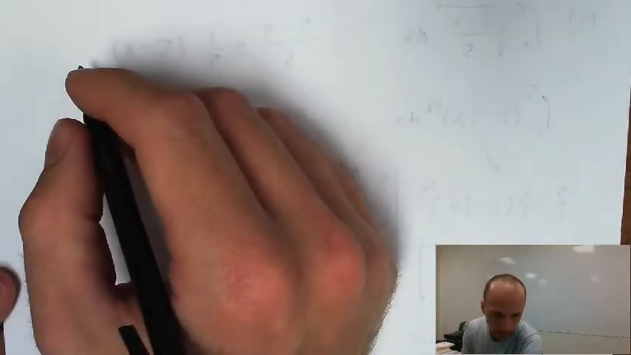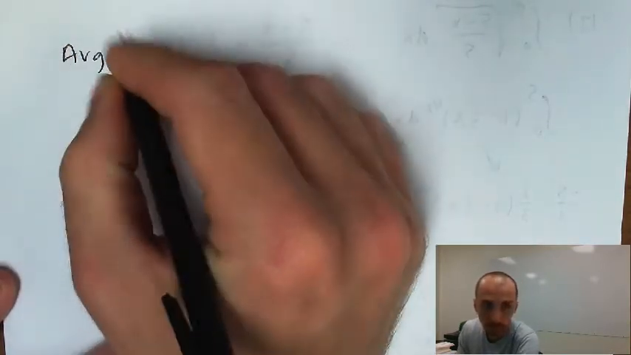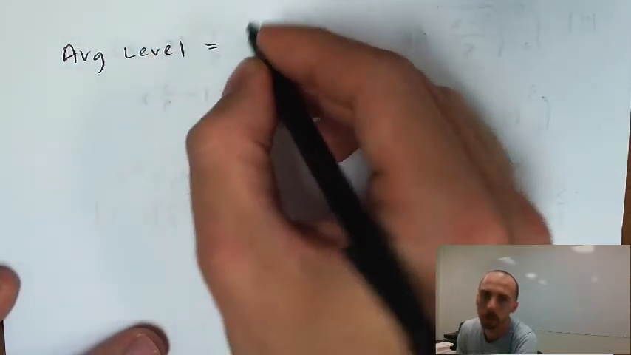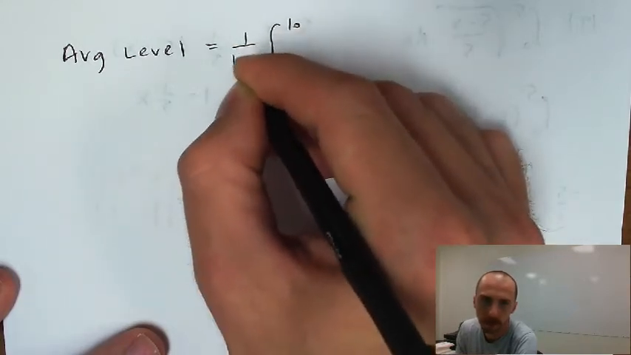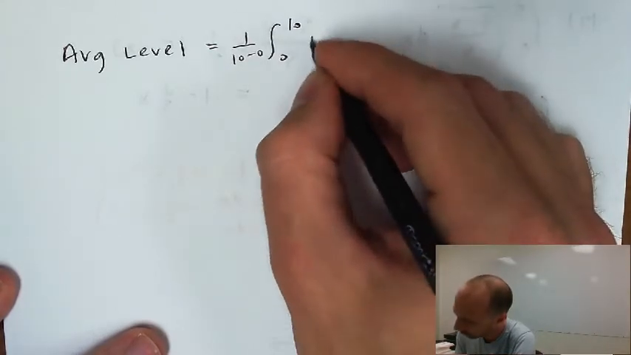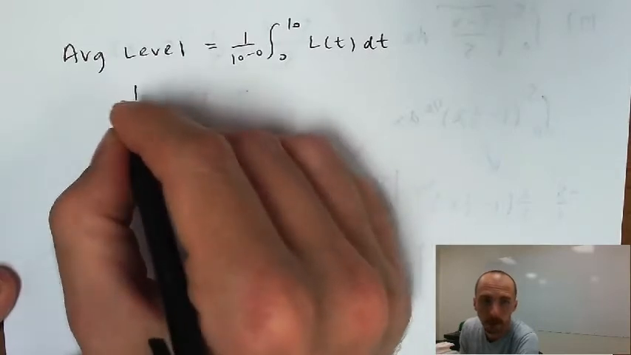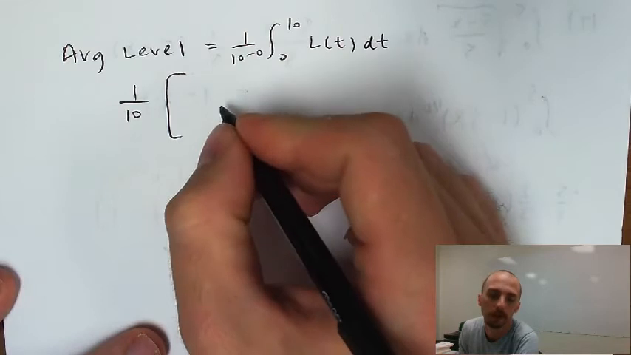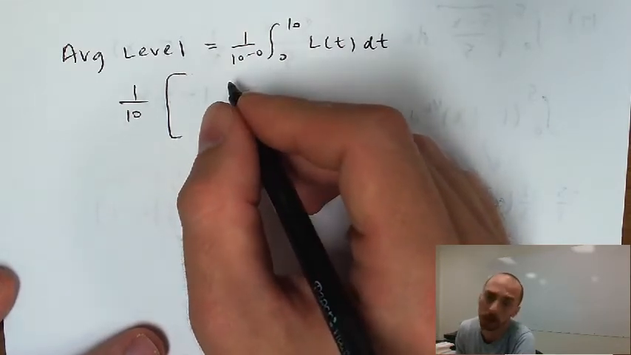Okay, so the average level equals, we're going to add them all up and divide. Integral from 0 to 10 divided by 10 minus 0. And L of t, if L is the level, something like that. So what I'm going to do is say 1/10, and then my Riemann sum is going to be average the bases and multiply by the width. So the bases are, I guess really the heights.